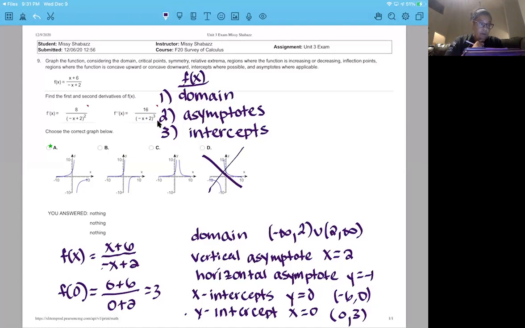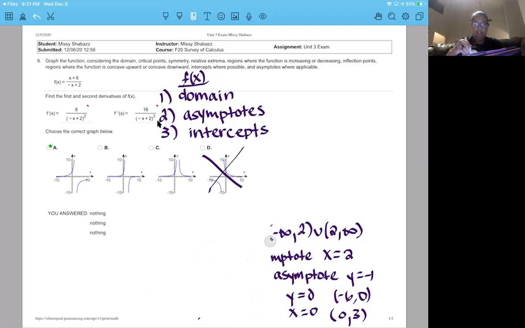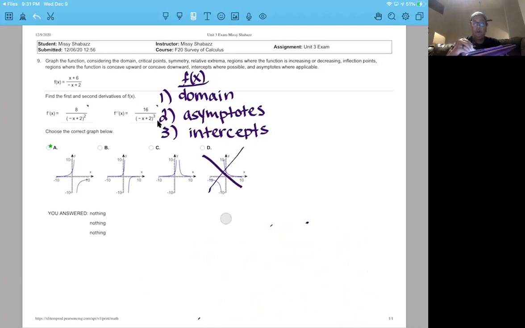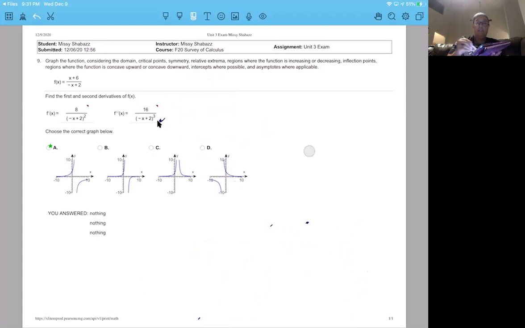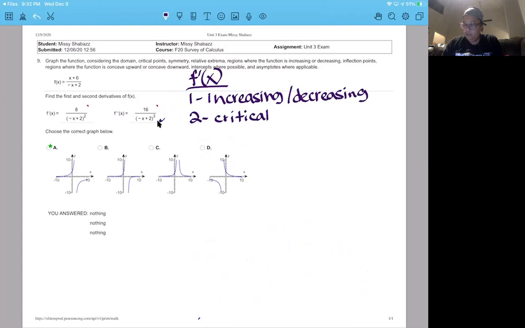All right, so why don't we go ahead and take the first derivative. And remember, with the first derivative, we can find where it's increasing and decreasing. We can find our critical points. And we can find our extrema.